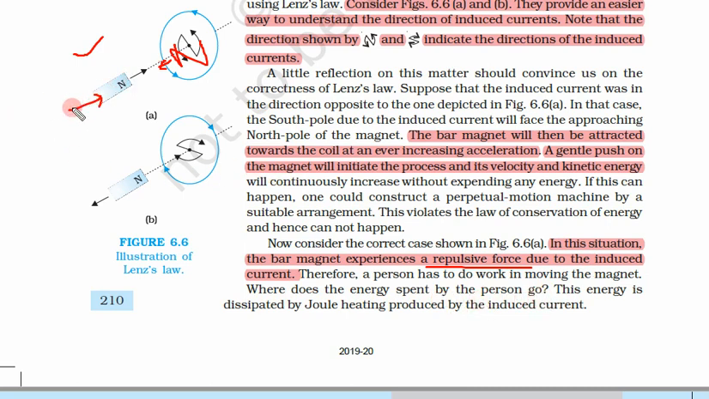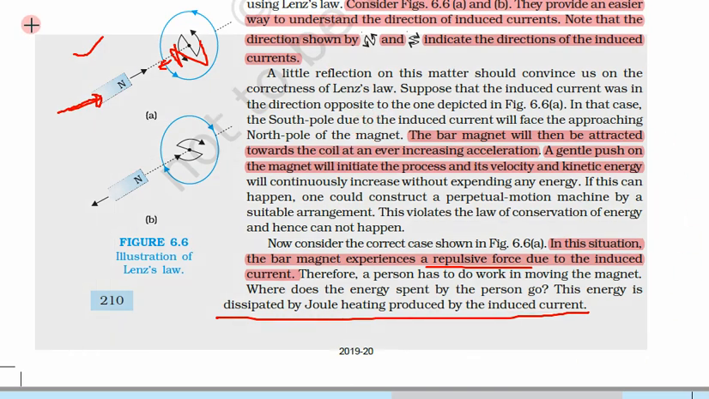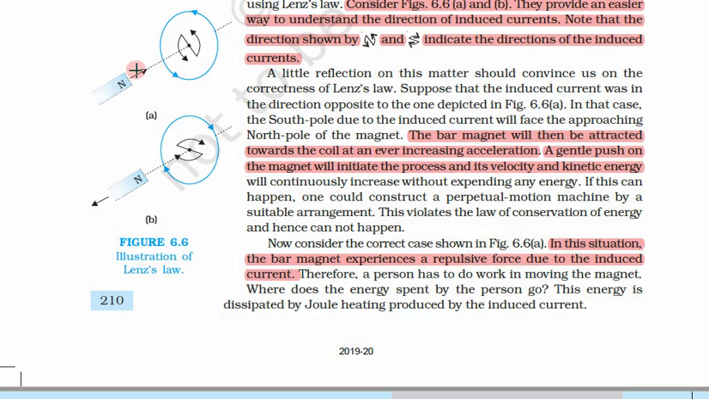So we are working and we are putting some energy. This energy is dissipated by Joule heating produced in this current. So this work done is producing this current. In this way Lenz's law is perfectly correct. If this were opposite, there would be a violation of energy.